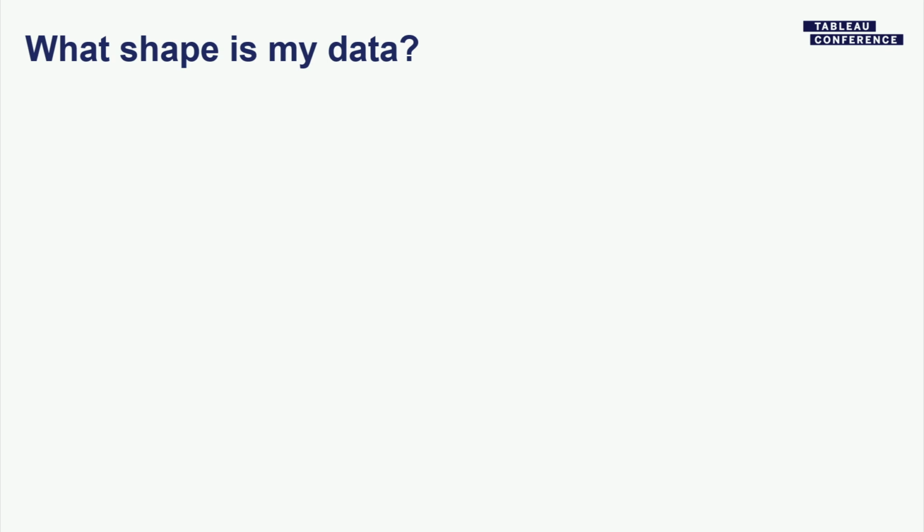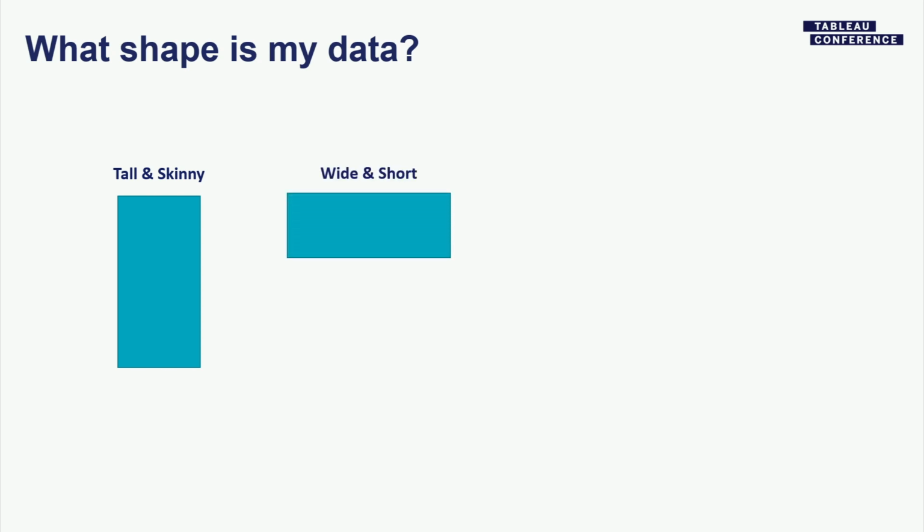So let's start with, what is the shape of my data? Sometimes we say our data is skinny and tall, sometimes wide and short. That's how I feel about after all the fried food I've had. You could say that data set's very complete, so I'm not missing anything. I've got all 50 states in the US, for example.